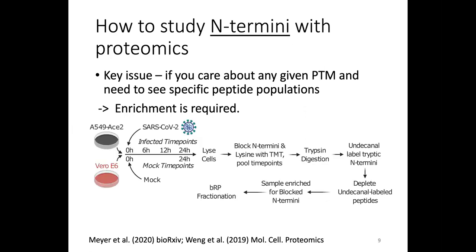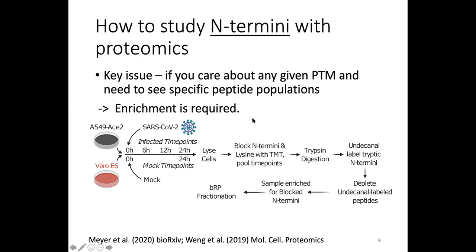So in our experimental setup, we took our A549-ACE2 or Vero E6 cells. These were mock or infected with SARS-CoV-2 for the indicated time points. We lysed these samples and then we blocked all the N-termini in these samples, as well as lysine residues, by labeling with tandem mass tag reagents. So we used TMTpro reagents, newly released from Thermo, allowing us to both block these N-termini and quantify the relative abundance of these N-termini in different samples.